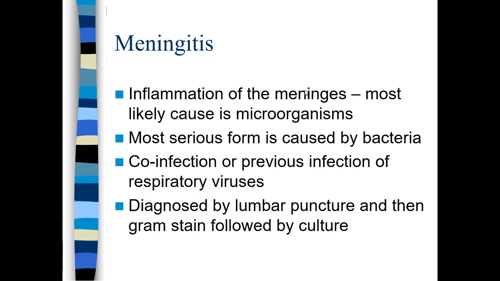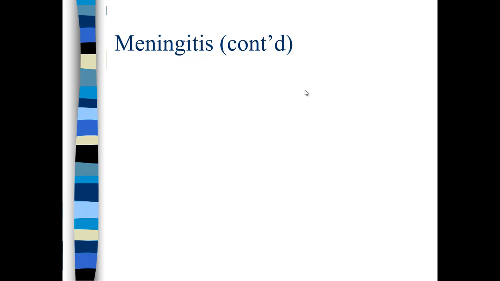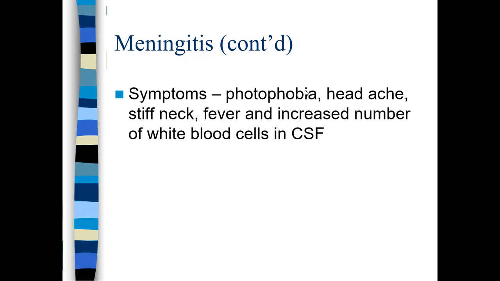And usually what you do is a lumbar puncture. Okay, so you go to your lumbar region of your back. They take a spinal tap then, and then they take some of the cerebral spinal fluid. They do a gram stain of it, and then they look at the culture. Okay, in terms of symptoms: photophobia, so sensitivity to light, headache, stiff neck, fever, and a lot of white blood cells then are influxed into the cerebral spinal fluid.